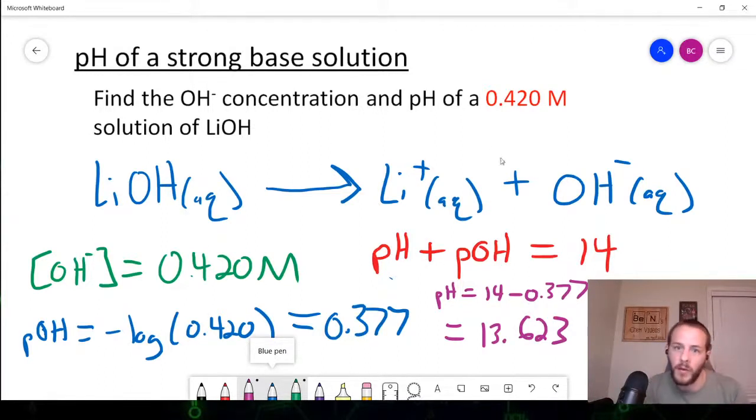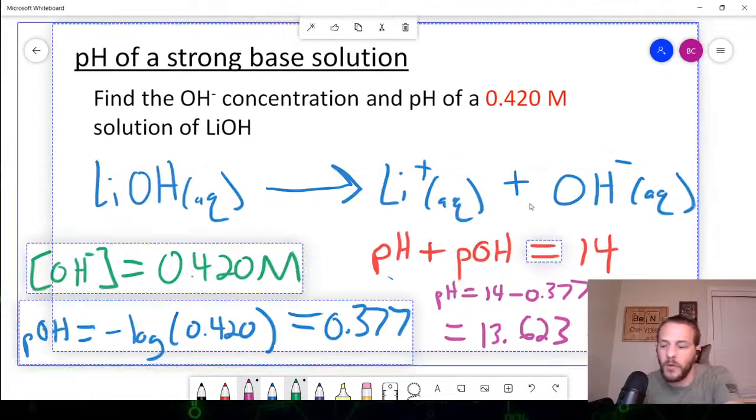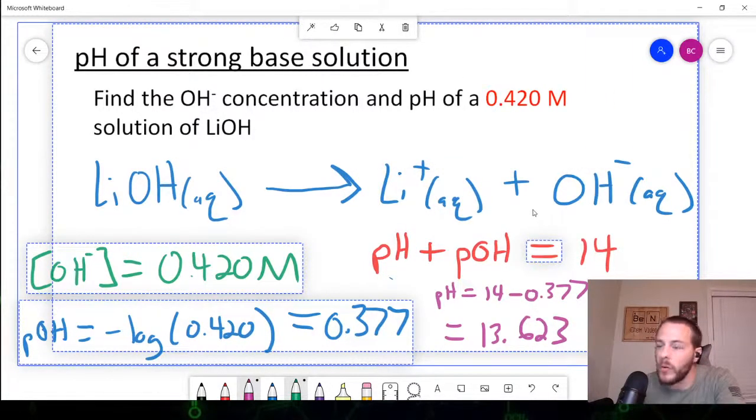So we started by writing the equation. We understood that because we have a complete ionization, the initial concentration of lithium hydroxide is going to be the final concentration of just hydroxide ion. We calculated pOH, and then we subtracted the pOH from 14 to arrive at our pH. So that's one example of finding the pH of a strong base solution. So I'm going to delete all of this information, and we're going to do another problem involving finding the pH of a strong base solution.